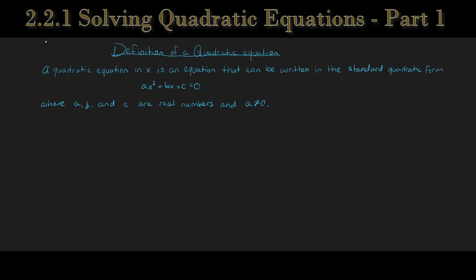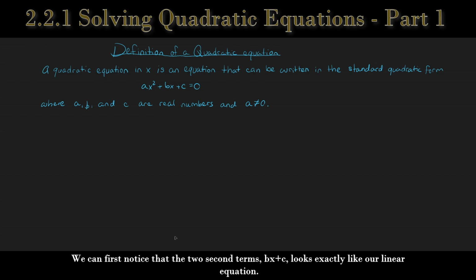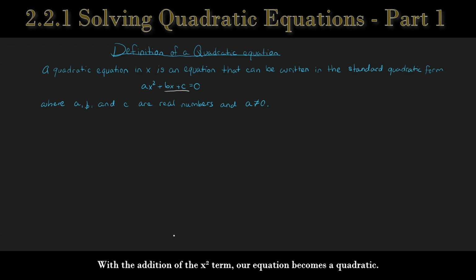A quadratic equation in x is an equation that can be written in the standard quadratic form ax squared plus bx plus c equals 0, where a, b, and c are real numbers and a does not equal 0. We can first notice that the second two terms, bx plus c, look exactly like our linear equation. With the addition of the x squared term, our equation becomes a quadratic.